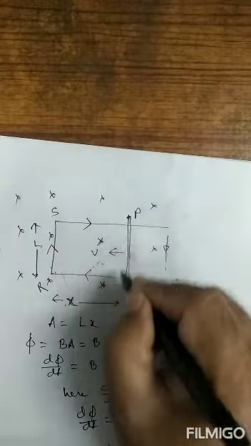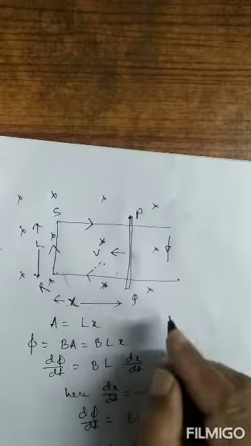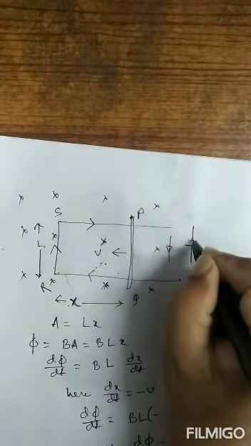That means across the two ends of the conductor an EMF is developed. And what is the polarity of the EMF? The polarity of the EMF is this.